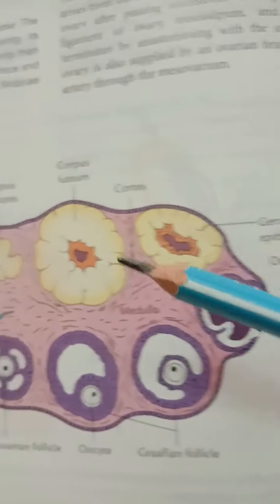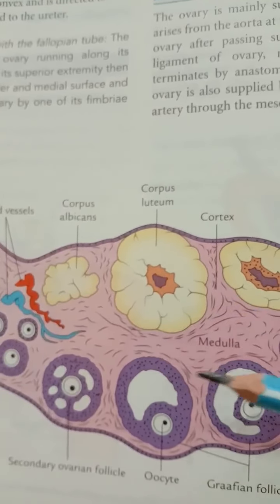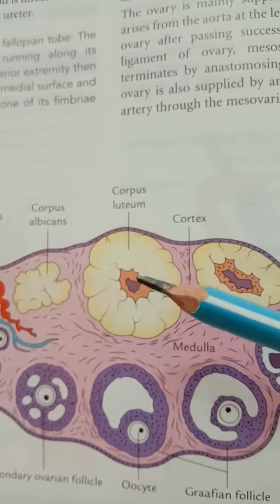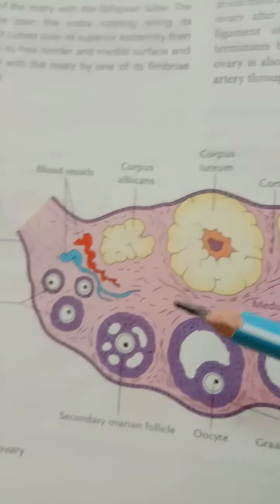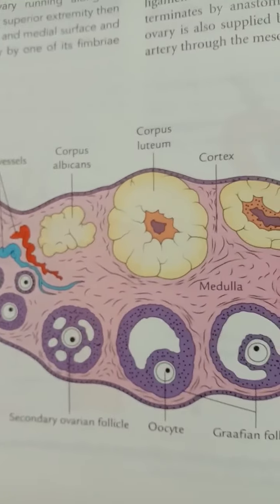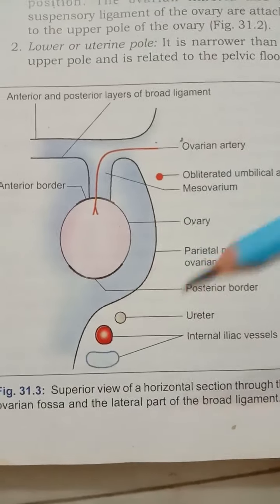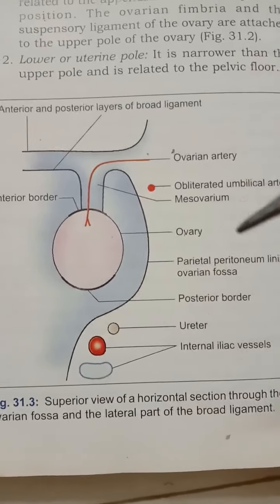The second function is the production of hormones. The ovaries produce two hormones, progesterone and estrogen. Progesterone is secreted by the luteal cells, and estrogen is secreted by the follicular cells. Then the clinical points related to the ovary. First, the ovarian torsion.